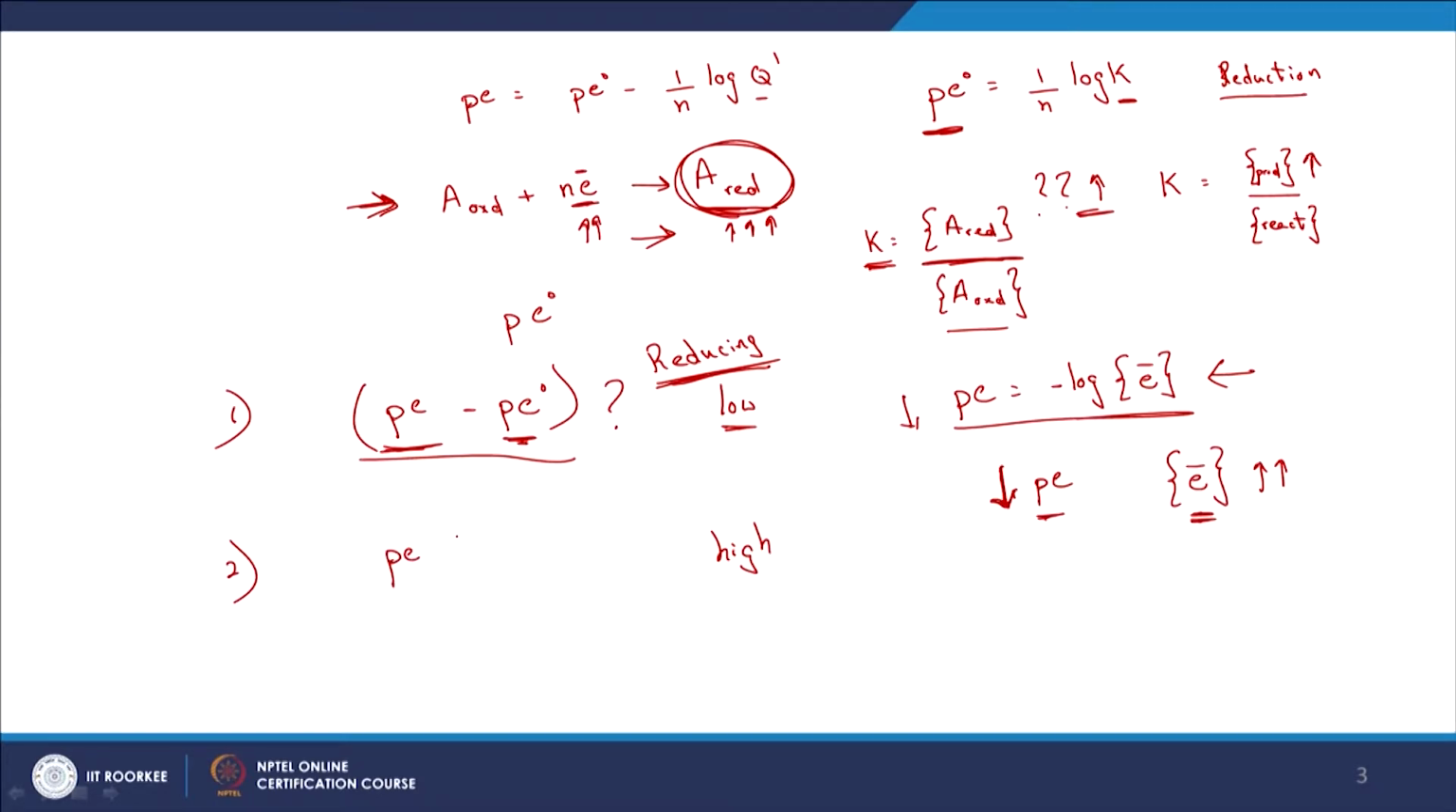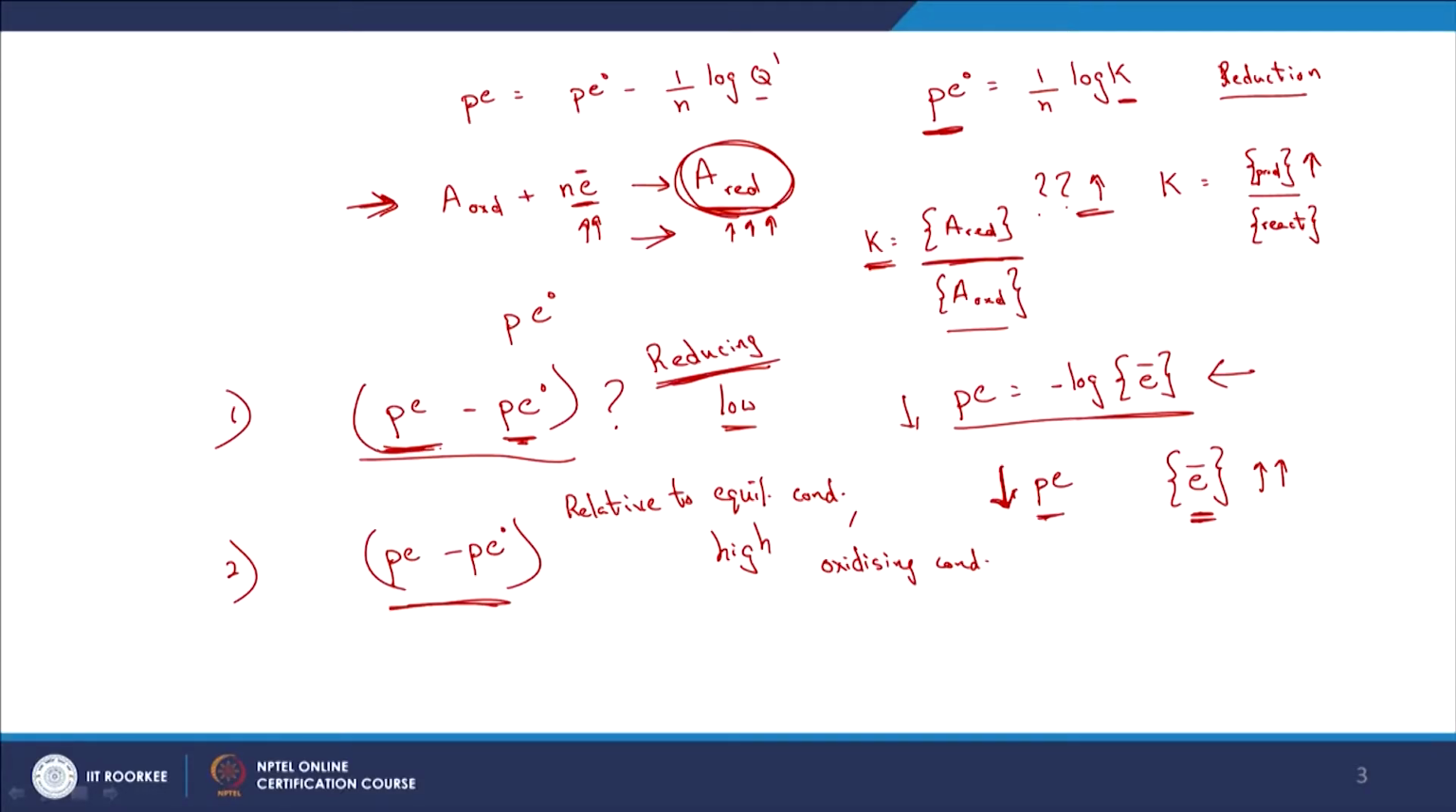So if pe minus pe naught is high, what does that mean? Relative to equilibrium conditions, oxidizing conditions will prevail. pe naught gives you an idea about the system at equilibrium. So a higher value of pe minus pe naught means you are going to have oxidizing conditions prevailing, or a dearth of electrons here. That is a way to understand it, I guess.